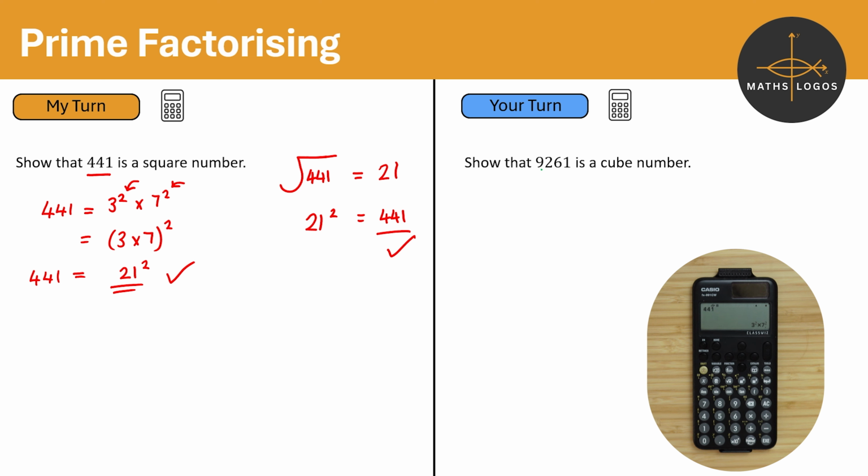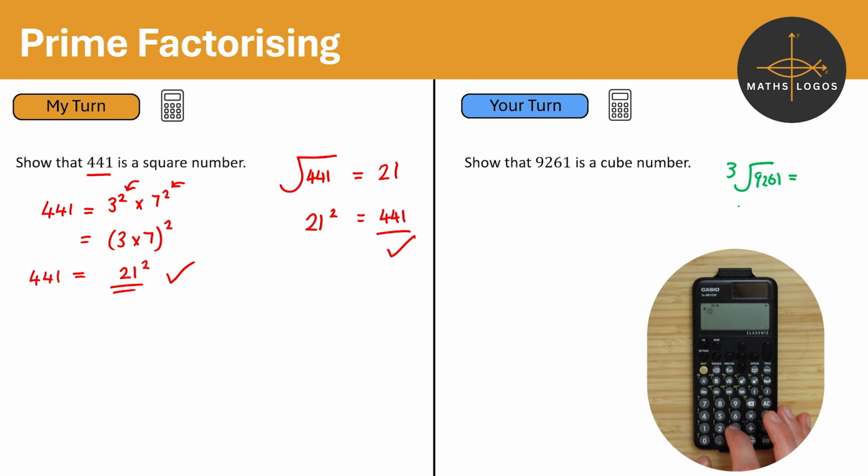Okay, let's go through this one. So show that 9,261 is a cube number. So again, like before, we could take the cube root of this number and type that into our calculator. Now how to do that, we need to hit Shift, go to our square root button and click that.